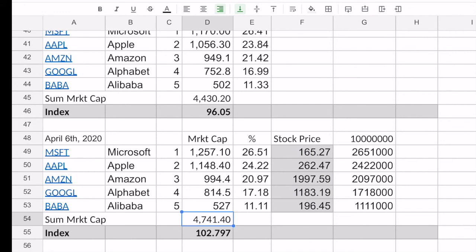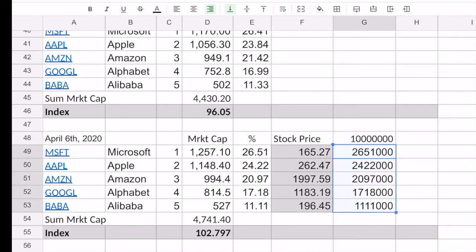So how does an index fund allocate? Well, let's imagine that we were given $10 million. Now that $10 million has been grouped together by a set of people, and now they want to invest in this index. So the allocation is based on the percentages that you have of the index.